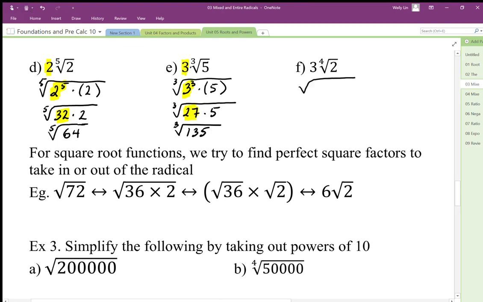So index of 4, we do the power 4 to bring it to the inside. So there it is, that power of 4 allows the outside factor of 3 to come to the inside of the root. 3 to the power 4 is 3 times 3, which is 9, times 3, which is 27, times 3 is 81, times 2. So we end up with the fourth root of 162.